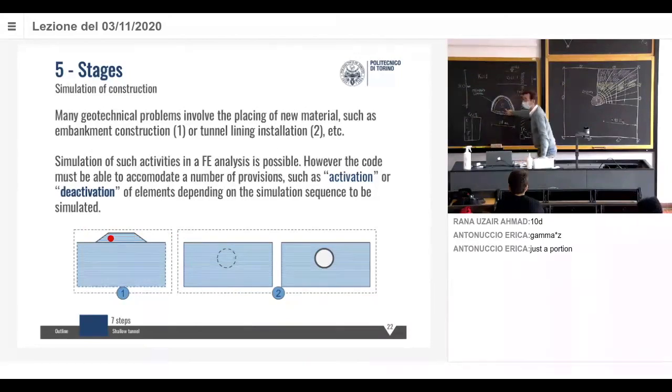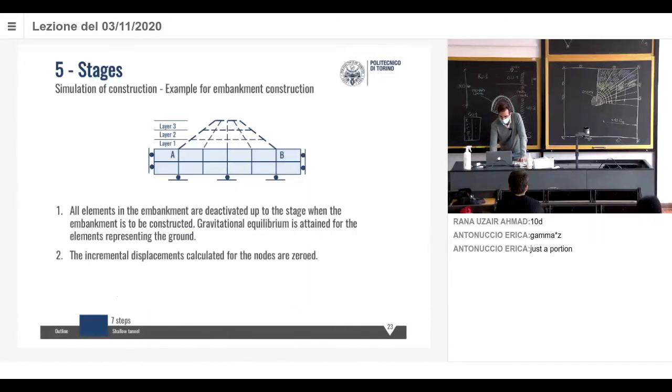And this also occurs here. Because when we excavate, then we put the final lining, it means we have to activate again the elements, because there will be a lining there. So this is what we do. But let's look at it in terms of a construction of an embankment.